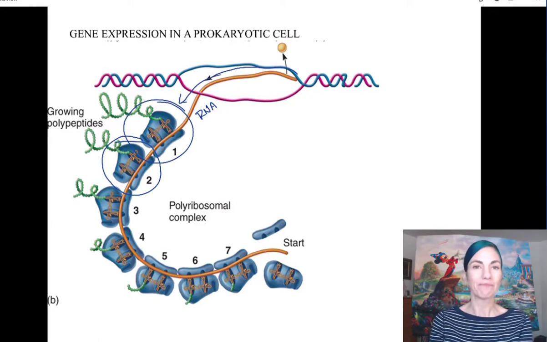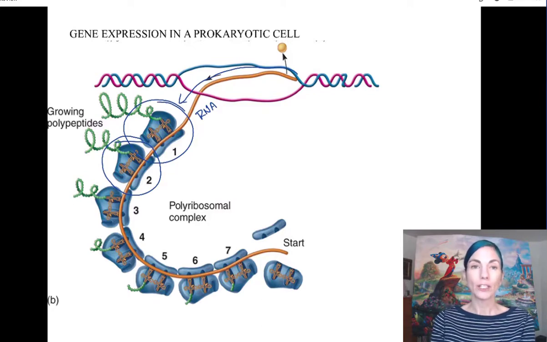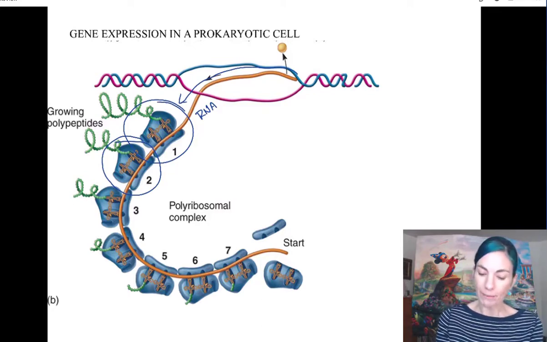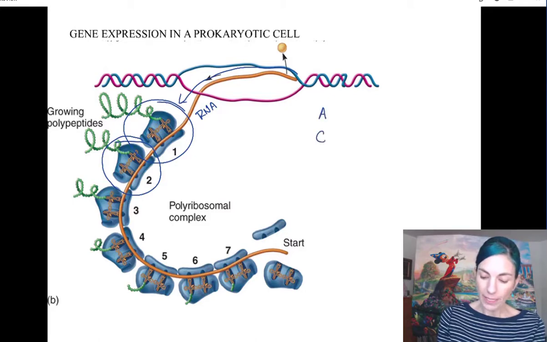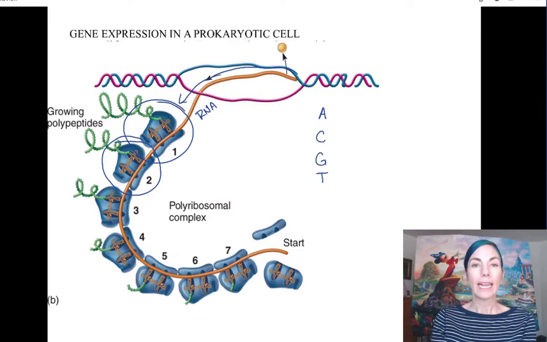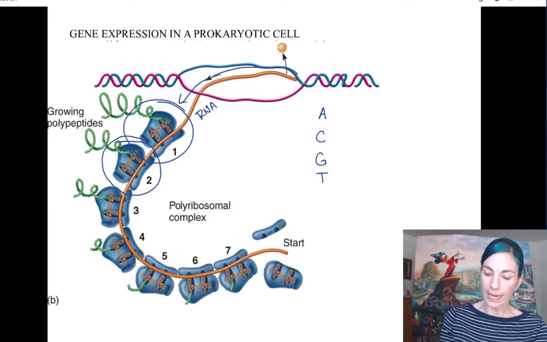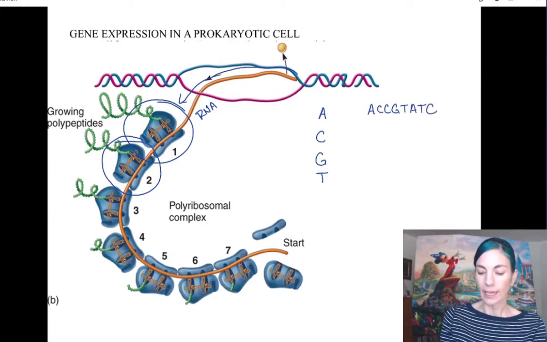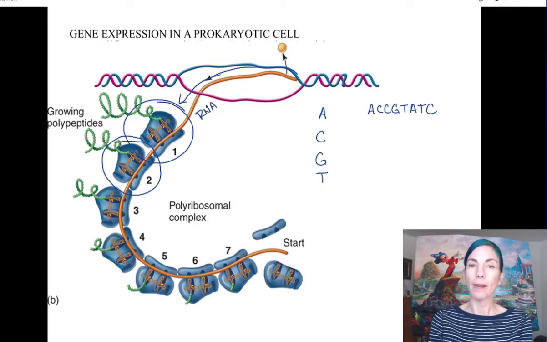Now, the purpose of this lecture is to learn how to predict what the polypeptide strand will be if given a DNA sequence. So remember, DNA has 4 nitrogenous bases. They are A, C, G, and T. And if I have a particular sequence of DNA, let's say it's A, C, C, G, T, A, T, C, etc., can I predict what amino acid that DNA sequence will code for? And the answer is yes.